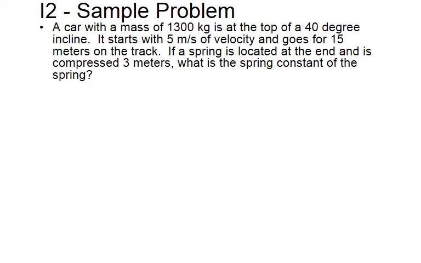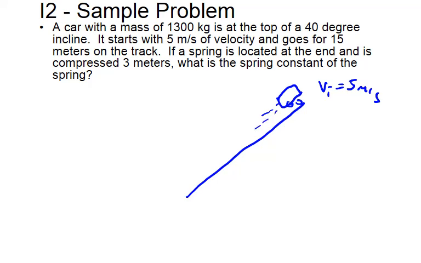All right, so let's take a look at this situation. We have a car at the top of a 4-degree incline, and it's starting with a speed of 5 meters per second. Okay, so we've got our car, so we can draw that out. And it's starting already with a V initial of 5 meters per second. And it goes for 15 meters on the track. And then at the end of the track, we'll say that this car hits a spring.